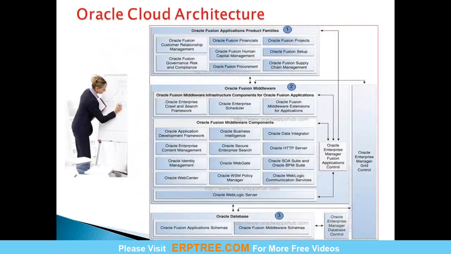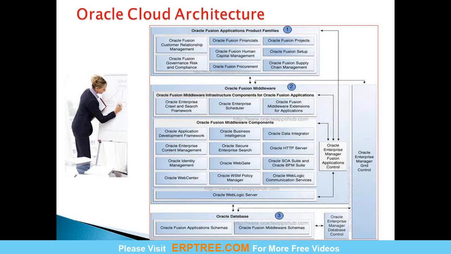So here is how the cloud architecture looks like. The cloud architecture is a three-tier architecture, where the first tier will always be the application product families, like your Fusion Financials, Fusion Projects, Fusion Human Capital Management, etc. The second layer is the Fusion Middleware, where you have all the servers like your Oracle Business Intelligence, WebGate, Web Center, Identity Manager, HTTP server, SOA suite and BPM suite, data integrator. All these are available in the middleware.